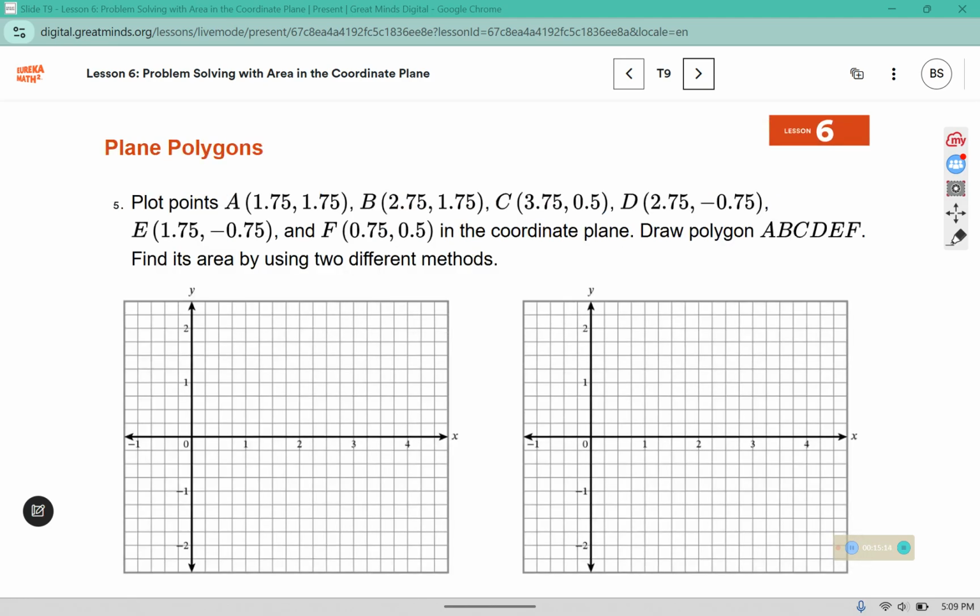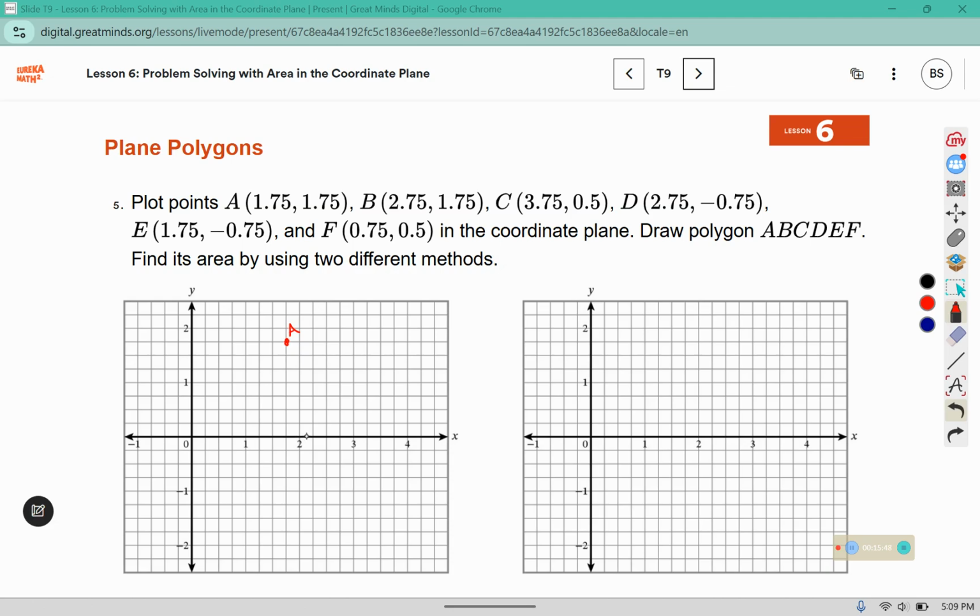Plot the points A, B, C, D, E, and F in the coordinate plane, and then draw the polygon and find its area by using two different methods. Here on our X and Y axis, you can see that it's counting by quarters: quarter, 2 quarters, 3 quarters, a whole. So 1.75 is 1 3/4. This would be where A is located.